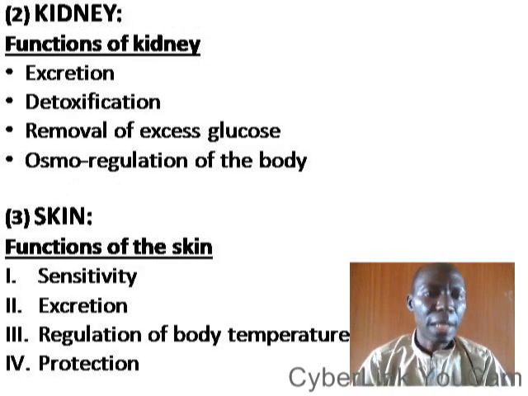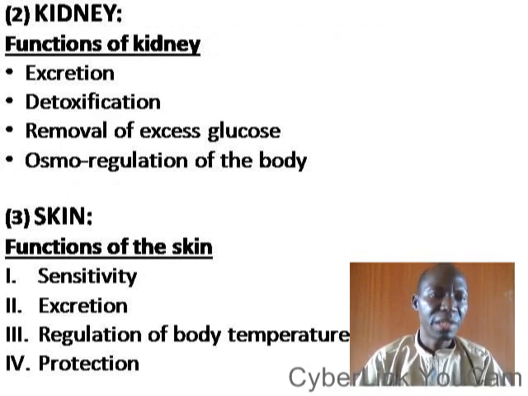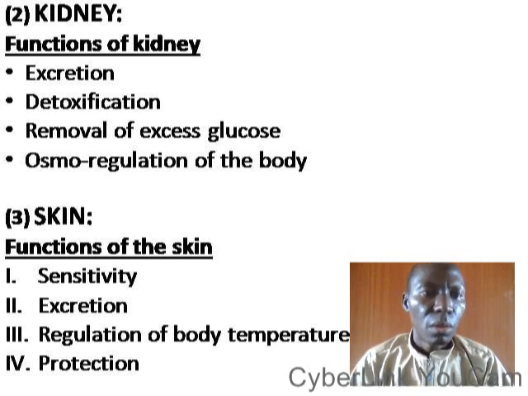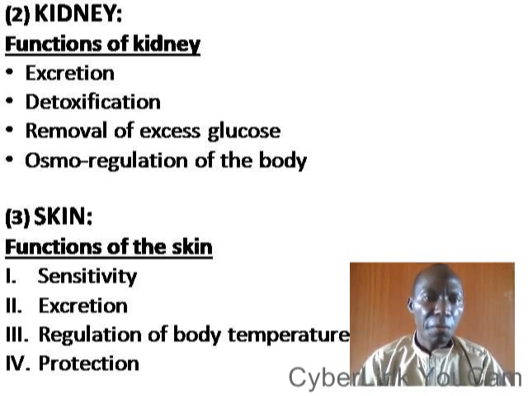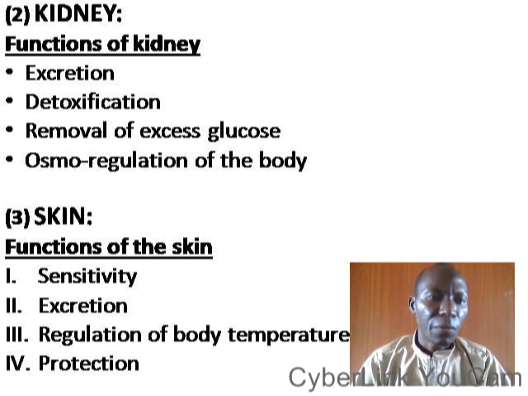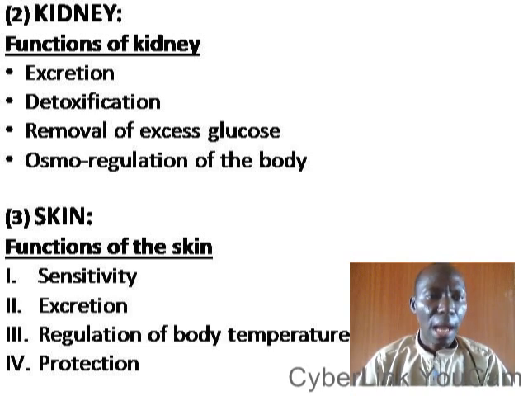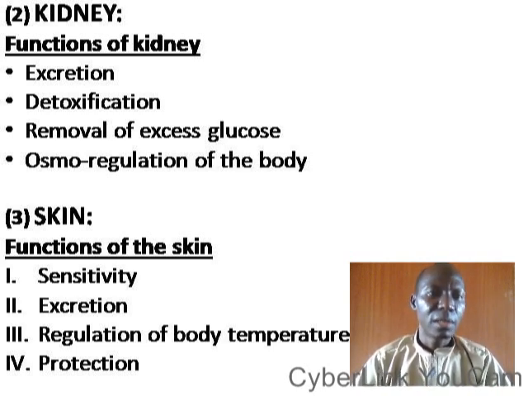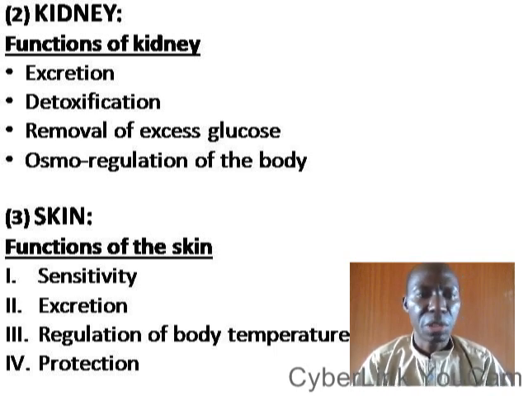Let us look at another organ of the farm animal, which is the kidney. The kidney has the form of a bean. It has a bean shape and there are two in the animal body. Now, what are the functions? One of the functions is excretion, that is the removal of waste products of metabolism. Example is the urine and some other waste. Number two, detoxification, which I just said is the removal of toxic waste from feed before they get to the stomach. And number three, removal of excess glucose.